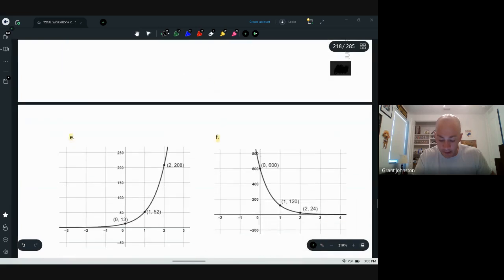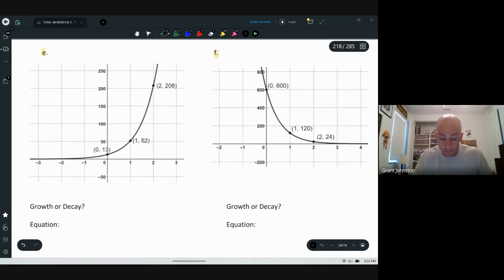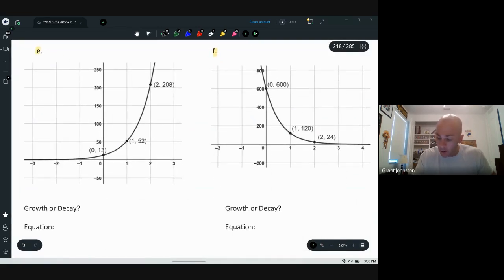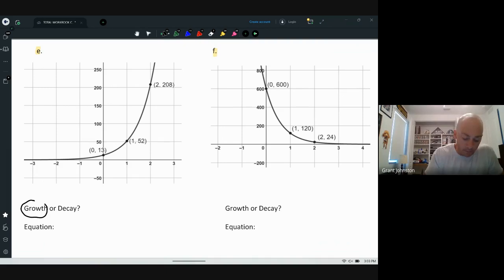So I'm going to let you do C and D. Let me do E and F. So this looks like a growth. I have a y-intercept at 13, and this one's actually giving us points, which is helpful. And then it goes from 13 to 52 to 208. So let's say you can't figure out what that factor is. You're like, 13 times what is 52? You can't figure it out?